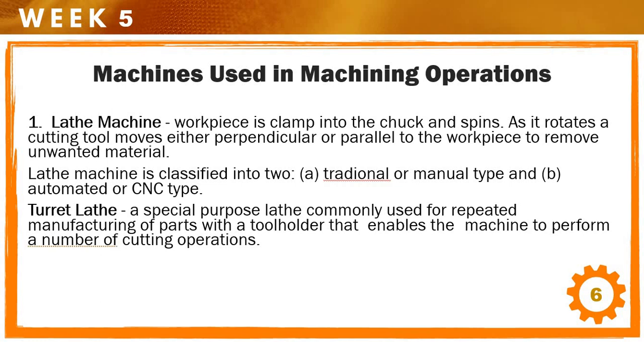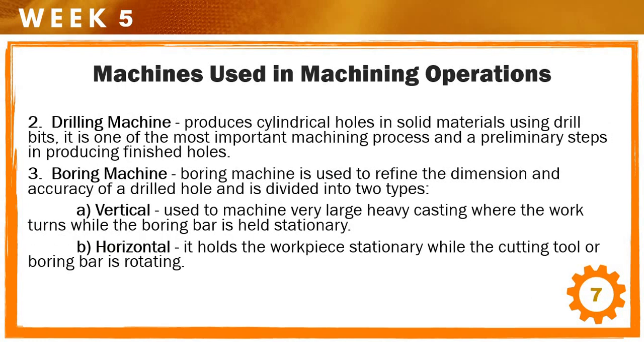Okay, then next is the drilling machine. Another machine used in machining operations. It produces cylindrical holes in solid materials. If you are familiar with the drilling process, you know already that the finished product must have holes in it. It is one of the most important machining processes and preliminary steps in producing finished holes. So it is used for products with features of holes.